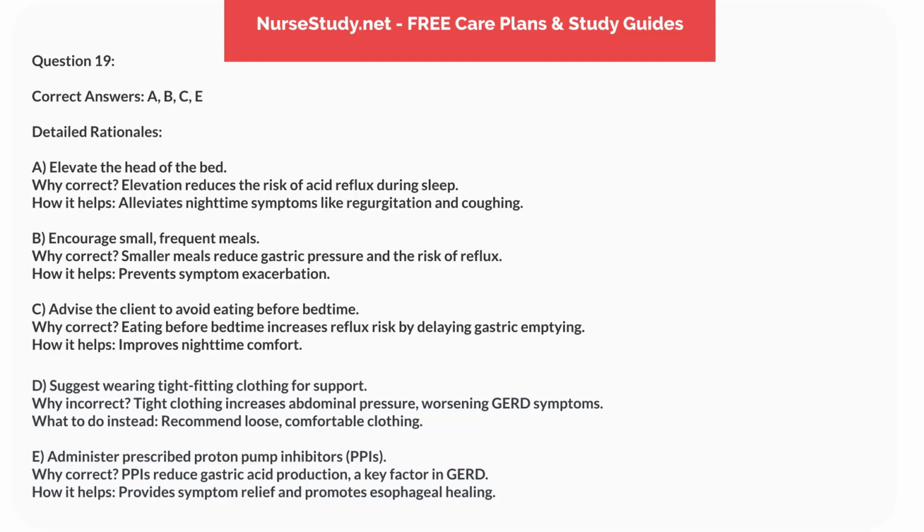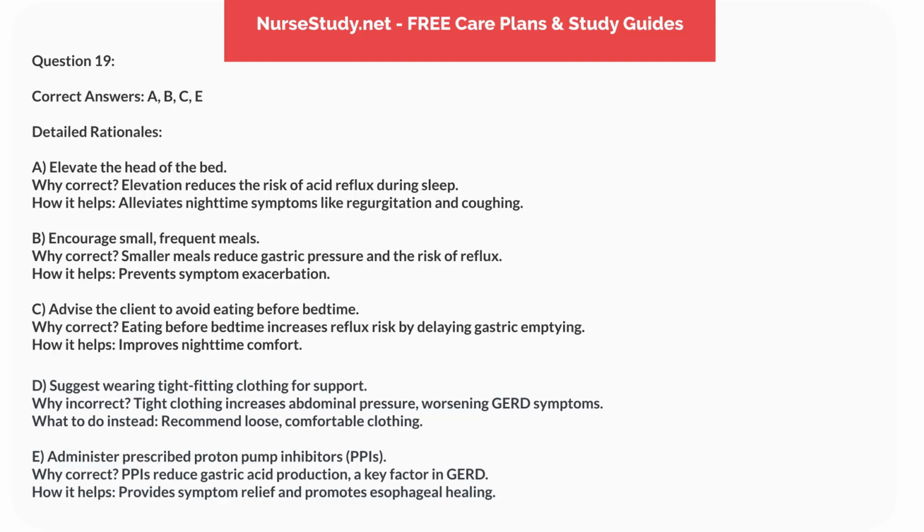Detailed rationales. A. Elevate the head of the bed. Why correct? Elevation reduces the risk of acid reflux during sleep. How it helps: alleviates nighttime symptoms like regurgitation and coughing. B. Encourage small, frequent meals. Why correct? Smaller meals reduce gastric pressure and the risk of reflux. How it helps: prevents symptom exacerbation.